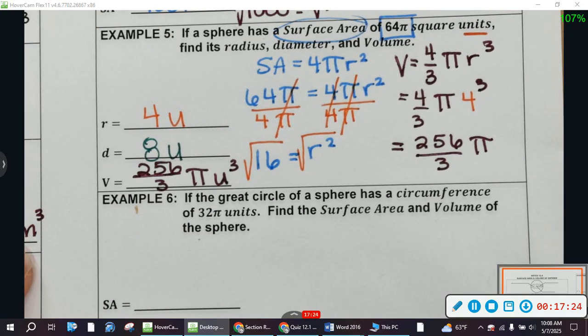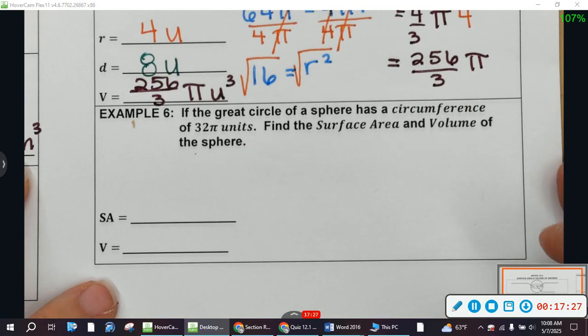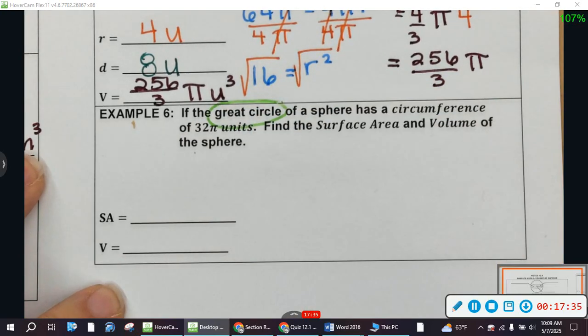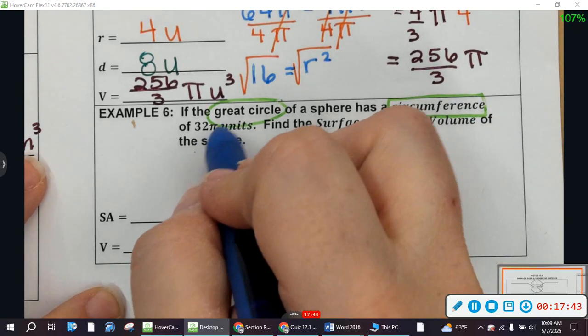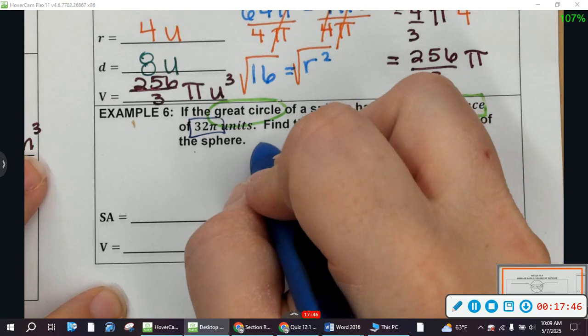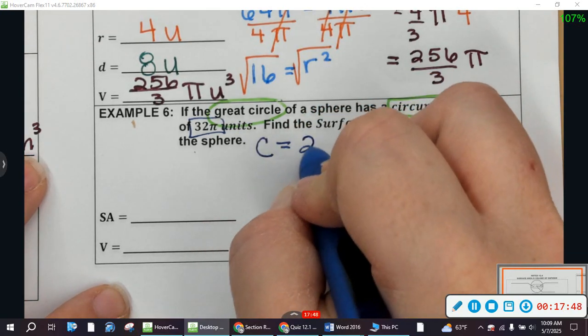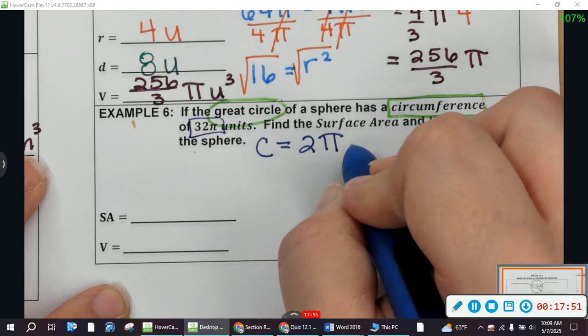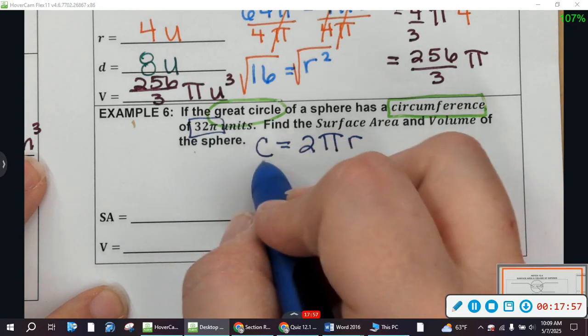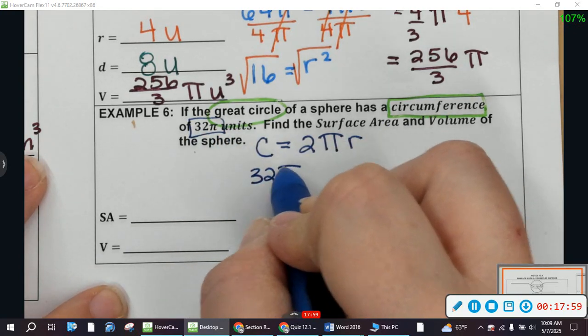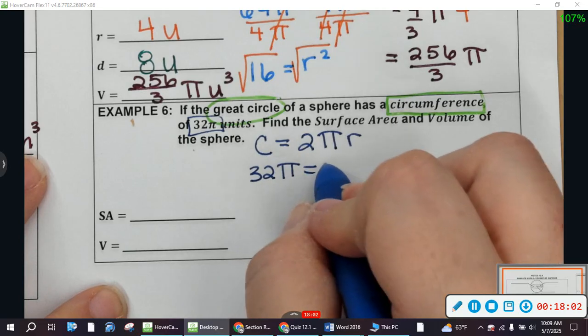Our last one. Woo! The last new example for the rest of the year. Our last lesson. I'm so excited. It gives us the great circle. Told you we were foreshadowing. That it has a circumference of 32 pi. So that means we need our circumference formula. We wrote that down on the other side. That was 2 pi r. So the circumference, meaning my C, I'm substituting out the 32 pi.